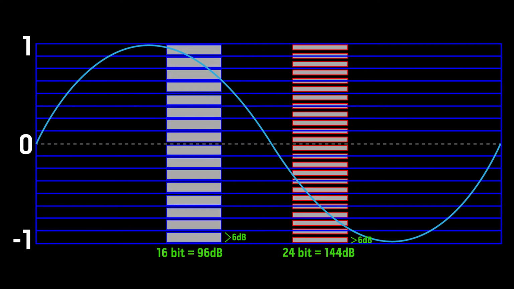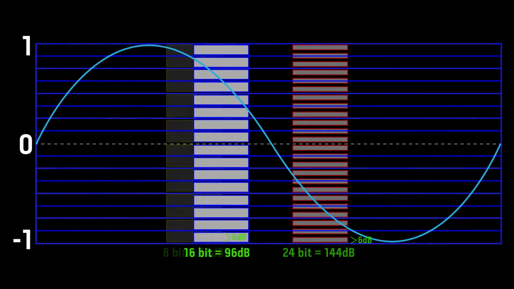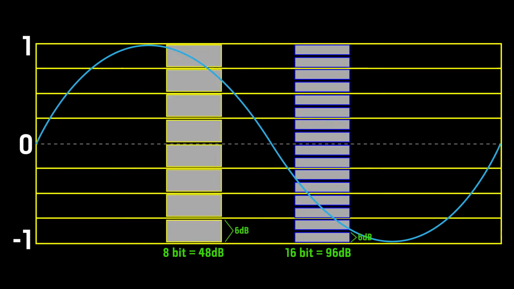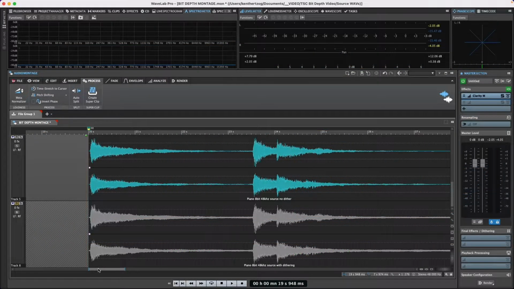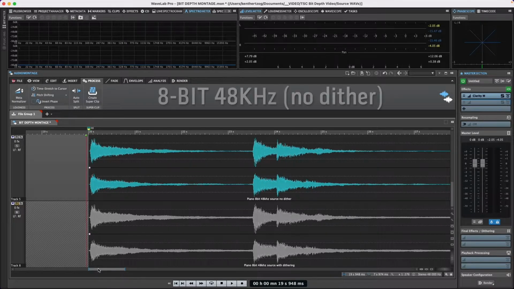So to better illustrate dither as it's occurring, I'm going to show you an 8-bit file where the dynamic range is only 48 decibels, and therefore the noise floor is higher and it's easier to hear. So let's give a listen to this same piano sample, but now at 8 bits with no dither applied. And we're still in 48 kilohertz, so we're not resampling anything. We're only changing the bit depth.